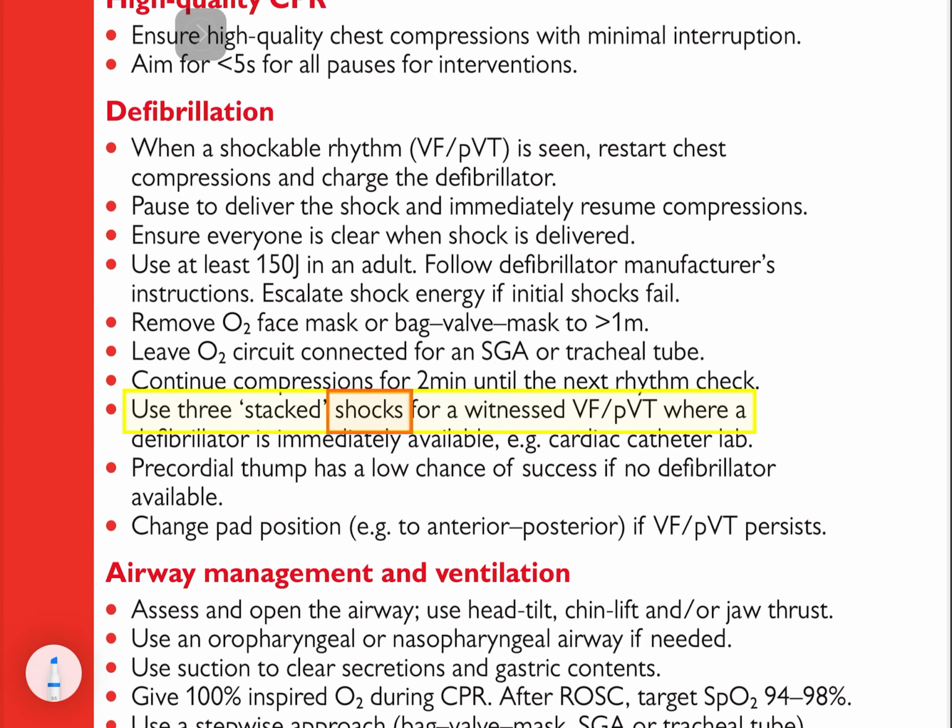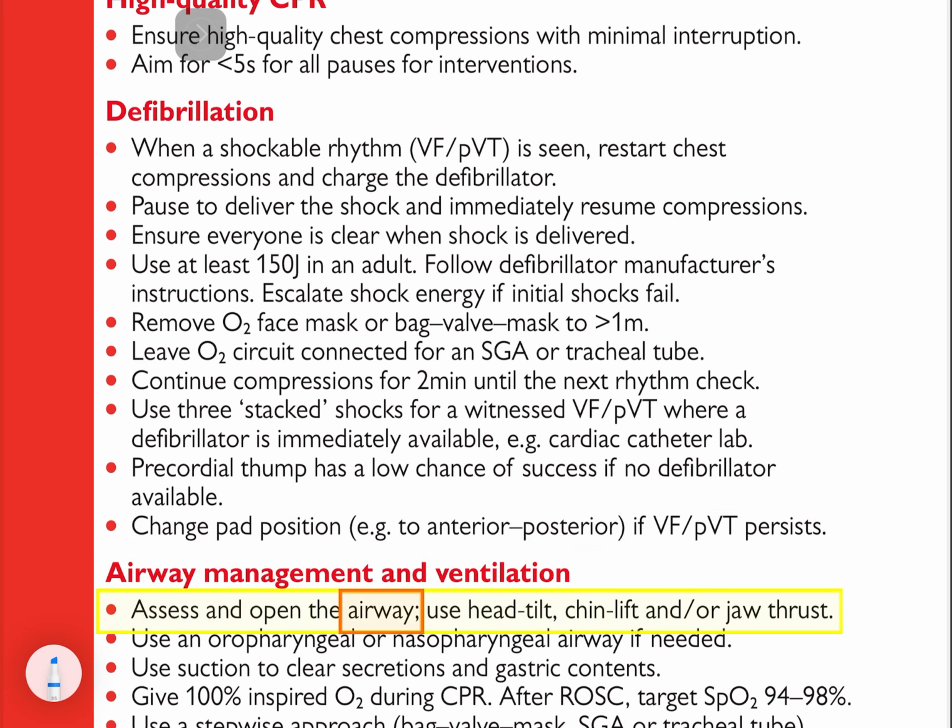Use 3 stacked shocks for a witnessed VF/pVT where a defibrillator is immediately available, e.g., cardiac catheter lab. Precordial thump has a low chance of success and is only for when no defibrillator is available. Change pad position, e.g., to anterior-posterior, if VF/pVT persists.